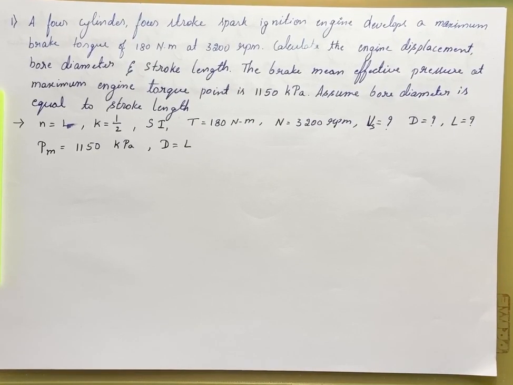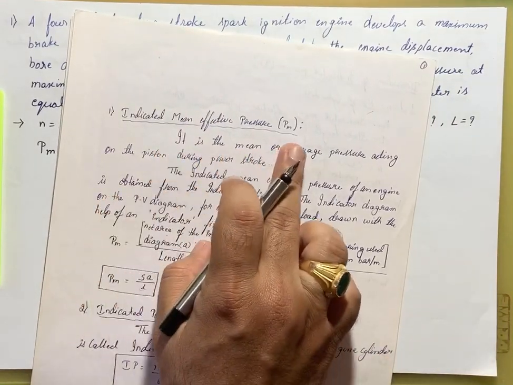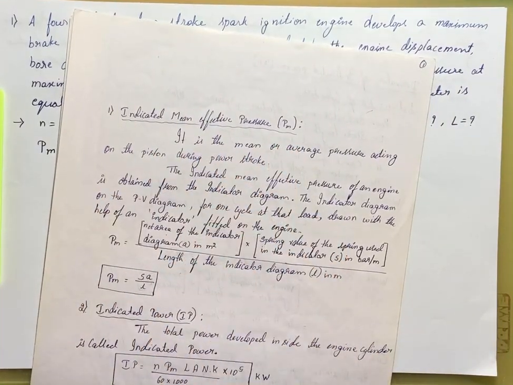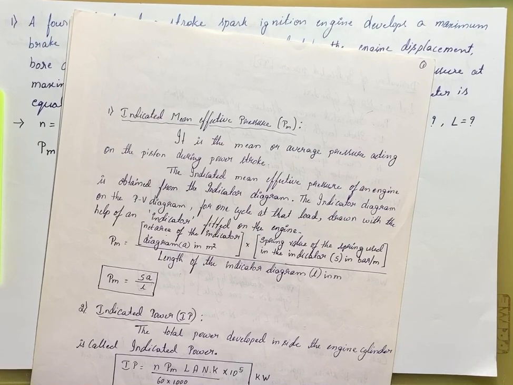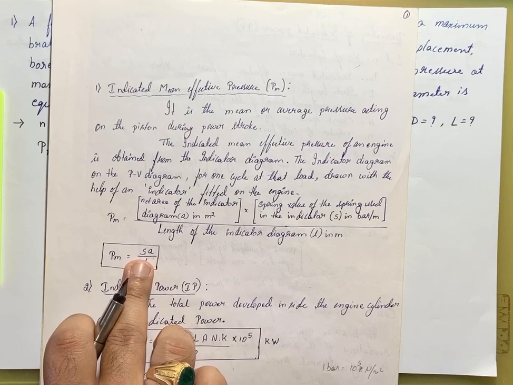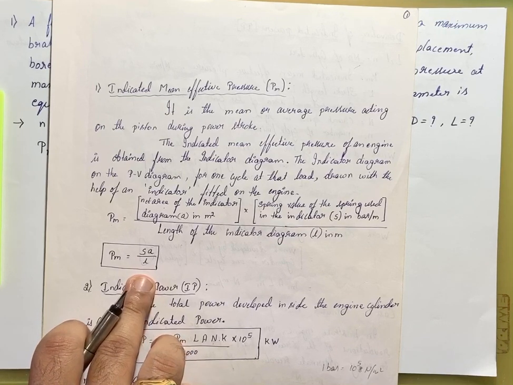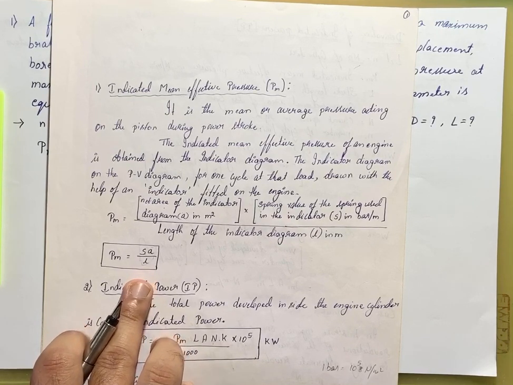Right. Now, to find out that, what are the equations we have? First equation we have here is the PM. In PM, do we have the bore diameter and stroke length? Right. We have only SA divided by L. S is the spring value of spring used. A is the area of the indicator diagram. L is the length of indicator diagram here.